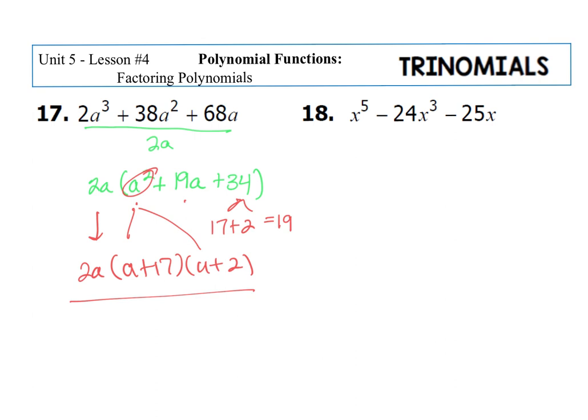Okay, number 18, x to the 5th minus 24x squared minus 25x. Looking at what they all have in common, they all have x's. There's no number in front of x to the 5th, so we can't take a number out as well.